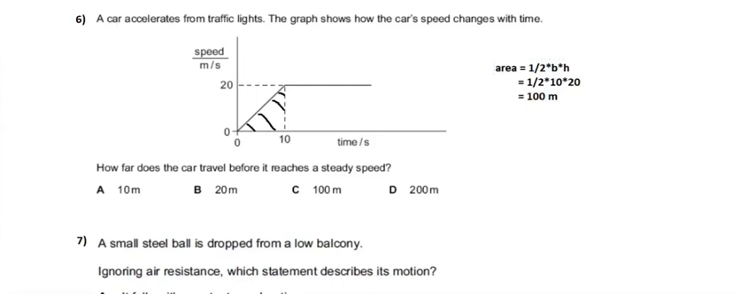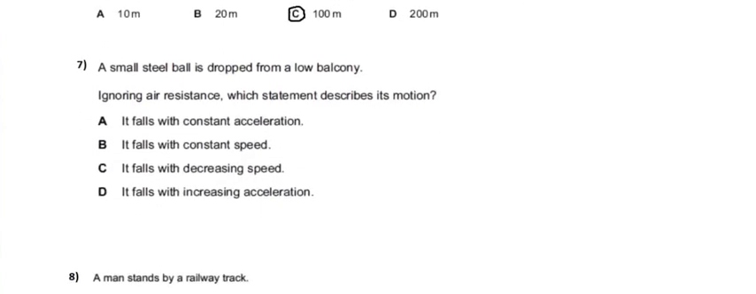So our value is nothing but 100 meters, that is option number C. All other answers are incorrect. So here it is nothing but the area under the line, that is 100 meter, option number C.